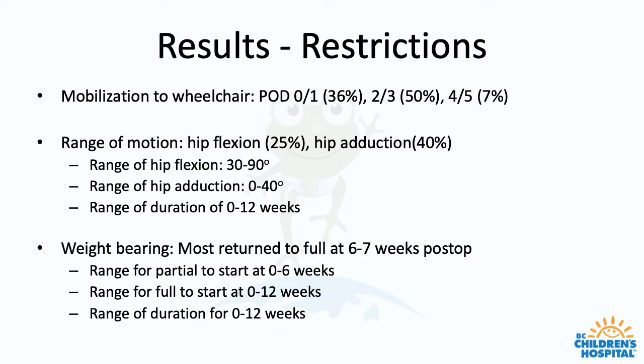With regards to restrictions for weight bearing, most surgeons indicated that patients would return to full weight bearing at approximately 6 to 7 weeks post-op. There was a range in stated responses for when patients might be able to begin partial weight bearing, and this varied between starting at 0 to 6 weeks post-op. For full weight bearing to start, this ranged among surgeons from 0 to 12 weeks post-op, and the duration in which this weight bearing restriction would be applied also varied anywhere from 0 to 12 weeks post-op.